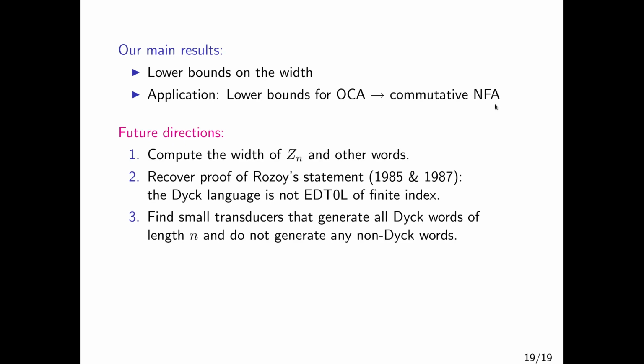So future directions, there are questions about the width of the word that remain. There is a question of whether we can recover the proof of the statement by Rozoy that the Dyck language is not EDT0L of finite index. And then there are questions about transducers that generate Dyck words of length n and don't generate any non-Dyck words. So this is something that's related to Rozoy's work, because these models of computation are related to the two-way deterministic transducers.